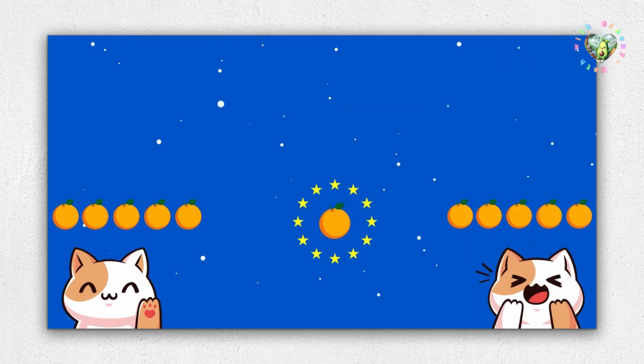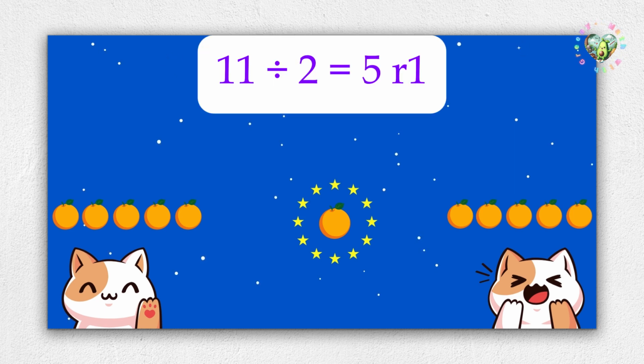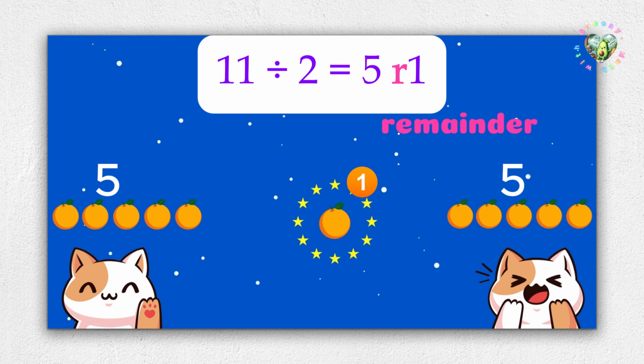Now, let's imagine this. We have 11 oranges to share between two cats. Here's how we write it. 11 divided by 2 equals 5 R 1. That means each cat gets 5 oranges, and there's 1 orange left over. The R stands for remainder, which means what's left after sharing. Pretty cool, right?